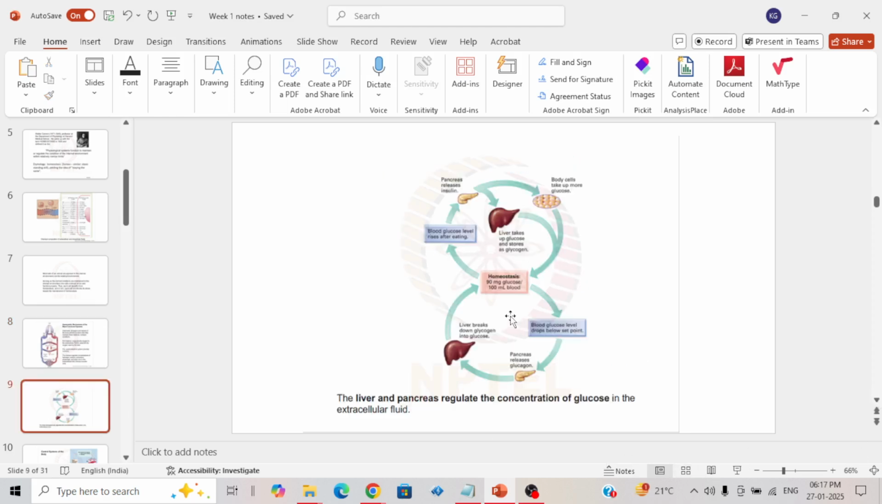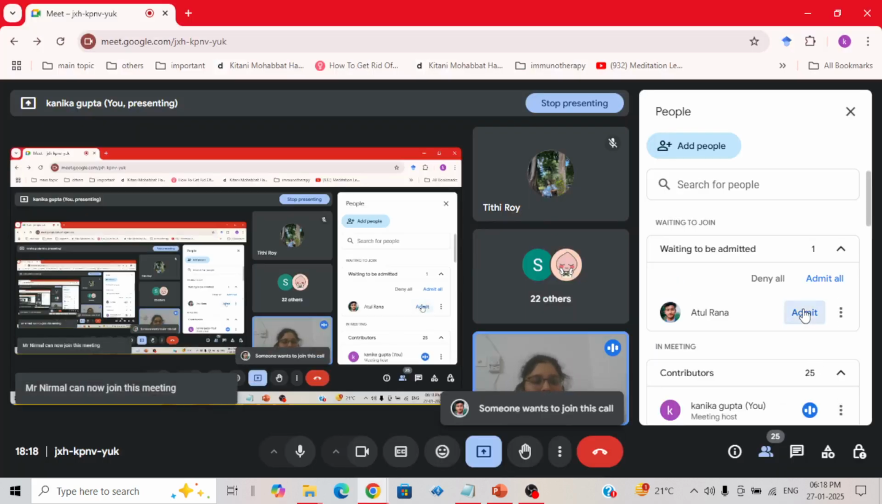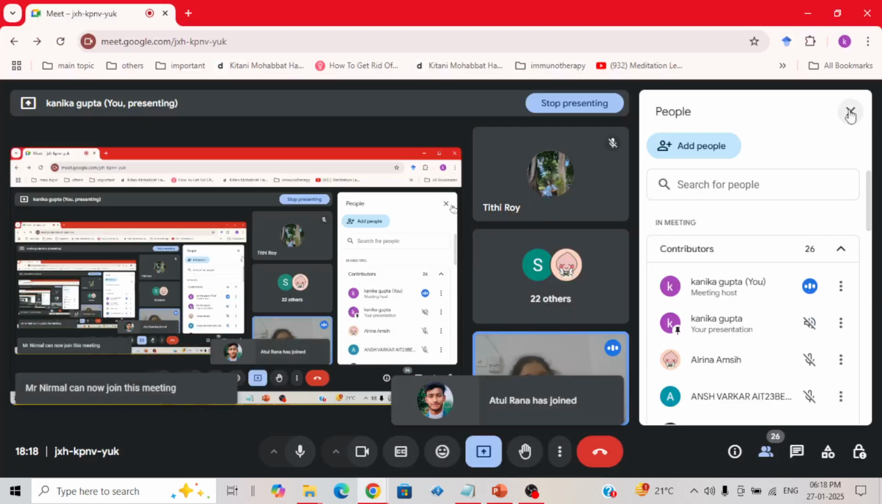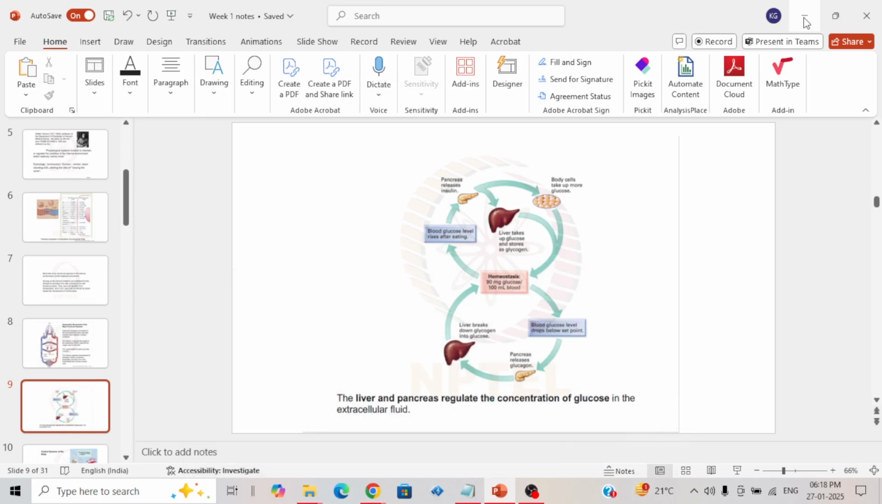Another thing is about the blood sugar levels. Homeostasis says that the blood sugar level should be maintained around 90 mg per 100 ml of blood. It is said to be the homeostasis for the body. Now, if it exceeds, like if you had any meal, then the level of glucose instantly rises in your blood. Okay, it reaches up to 100, 120, 140.